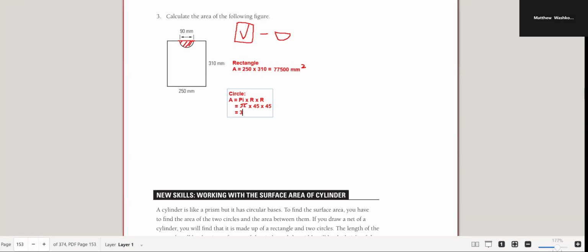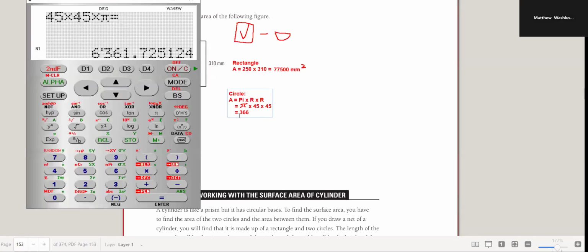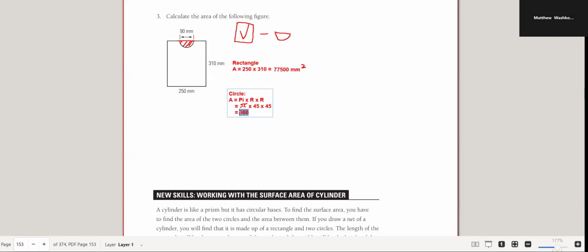is 6,361. We'll just leave it at that. 6,361 millimeters squared, rounded. All right, I'm not done though, because it is a half of a circle, divided by 2. You will get 3,181 millimeters squared. So I have measurement 1, I have measurement 2.